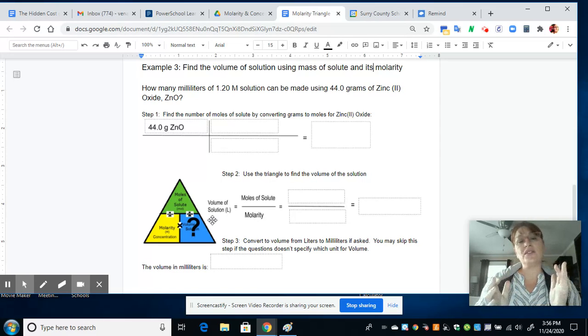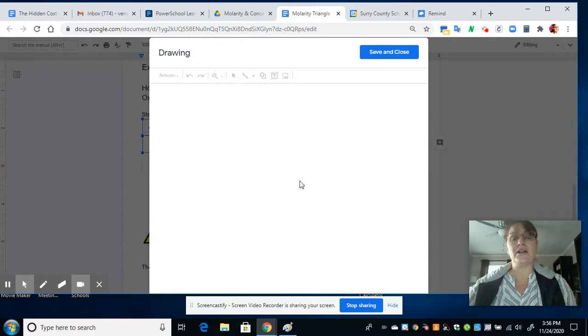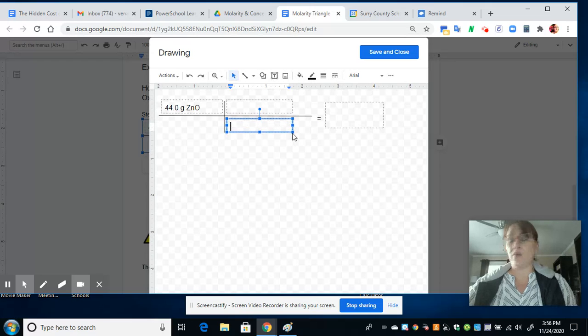Okay, so first things first, let's figure out how many moles of solute. They gave me the mass of the solute. They said that you're dissolving 44.0 grams of zinc oxide, and I just need to convert that into moles. So step 1, I'm going to take the mass that they gave me, 44.0, and convert it into moles. So I need to look up the molar mass. Anytime we go grams to moles, we're always going to use molar mass. So I need the mass of a zinc and the mass of an oxygen added up together. And I just added up those numbers off the periodic table, and I got 81.39 grams.